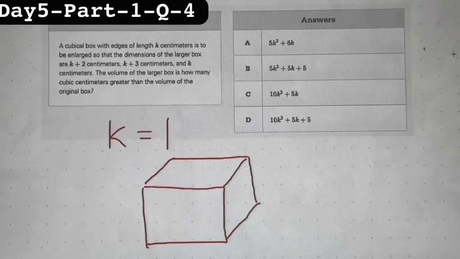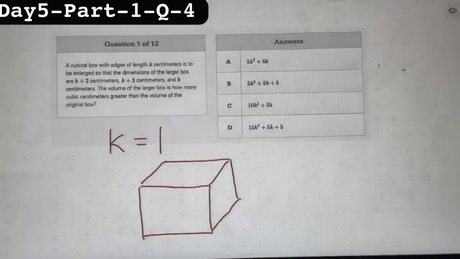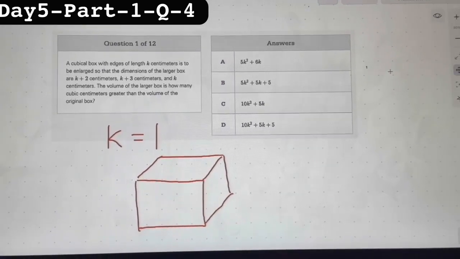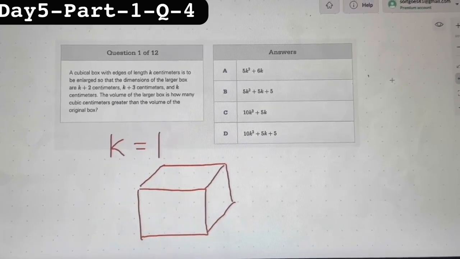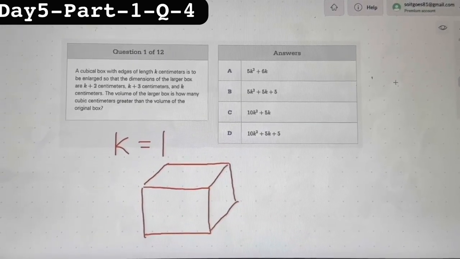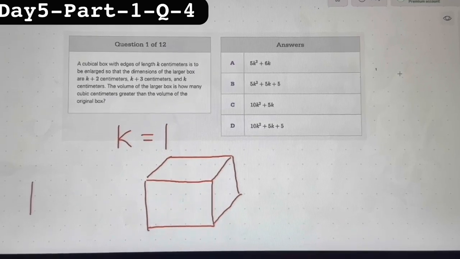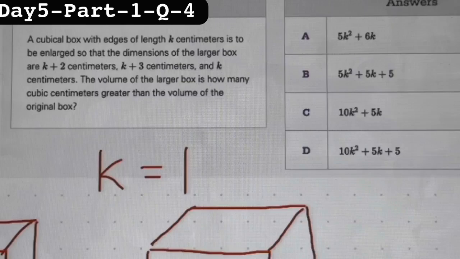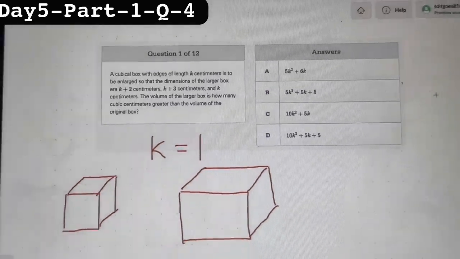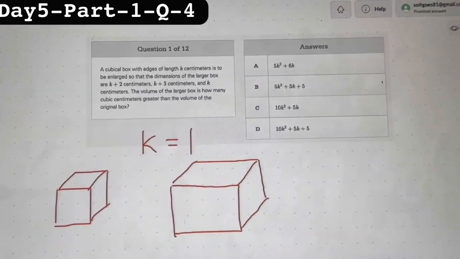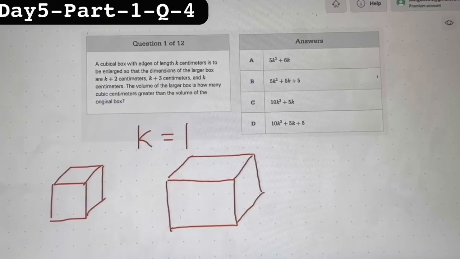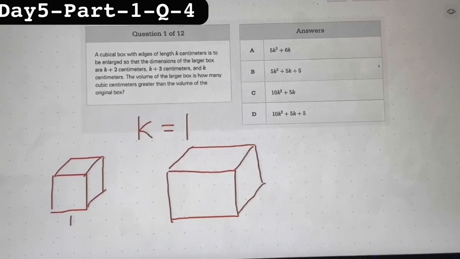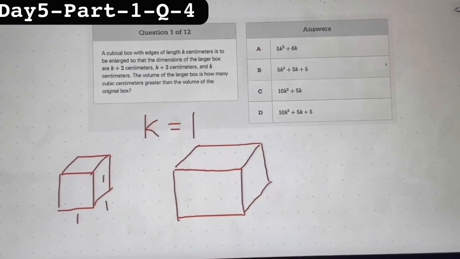Okay, good. So notice in the question, there's a cubical box with edges of K centimeters that is enlarged. I didn't even draw the original box. The first box is a cube, like a die. Here's the smaller box. You see it now? And it says its edges are K, and again, it's a cubical box. So the length is 1, the width is 1, and the height is 1.